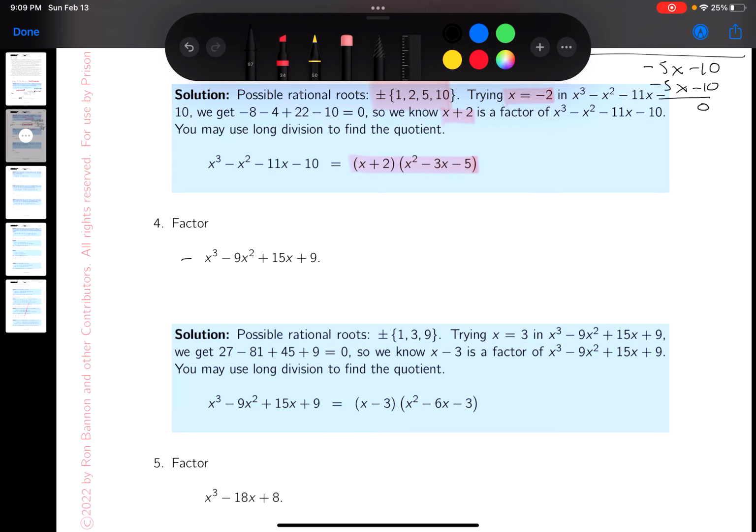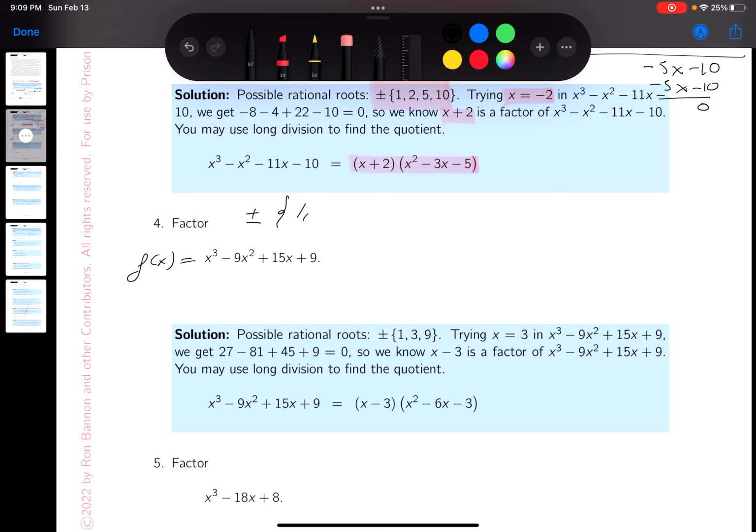Okay, let me set f of x to be that polynomial. So f of x, a function, that's the polynomial. Write down the rational roots, plus or minus the factors of 9, that's the constant, divided by the coefficient on the x cubed term, which is the factors of 1. So what do you get?